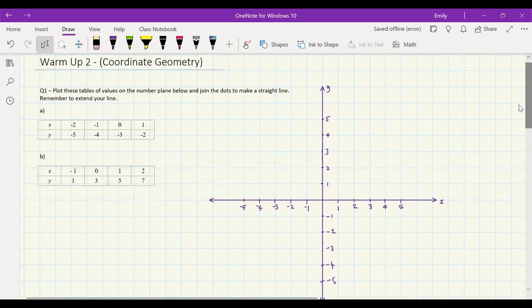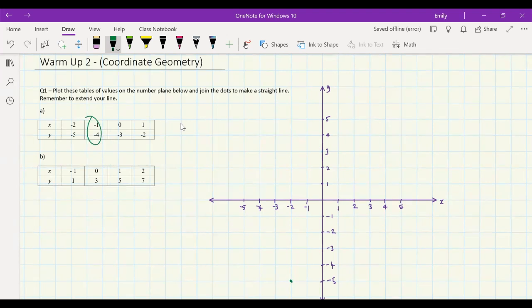So first question says, plot the tables of values on the number plane below and join the dots to make a straight line. Remember to extend your line. Let's do the first one. We'll do it in green. So here we go. The point is (-2, -5). So we go to the x first, go across to -2, down to -5, put a dot.